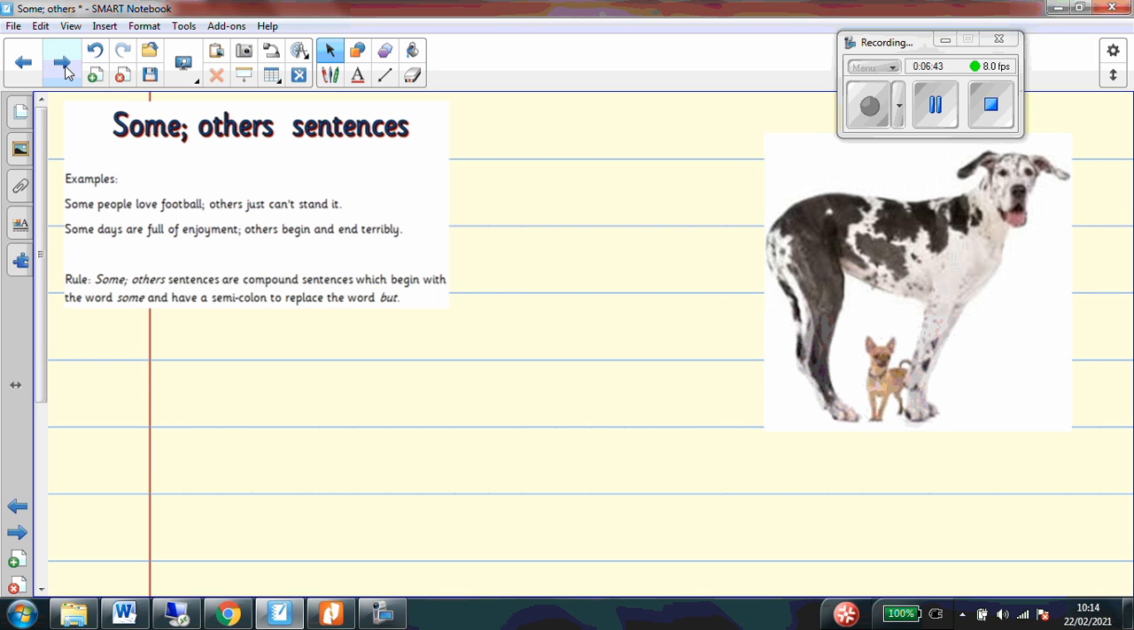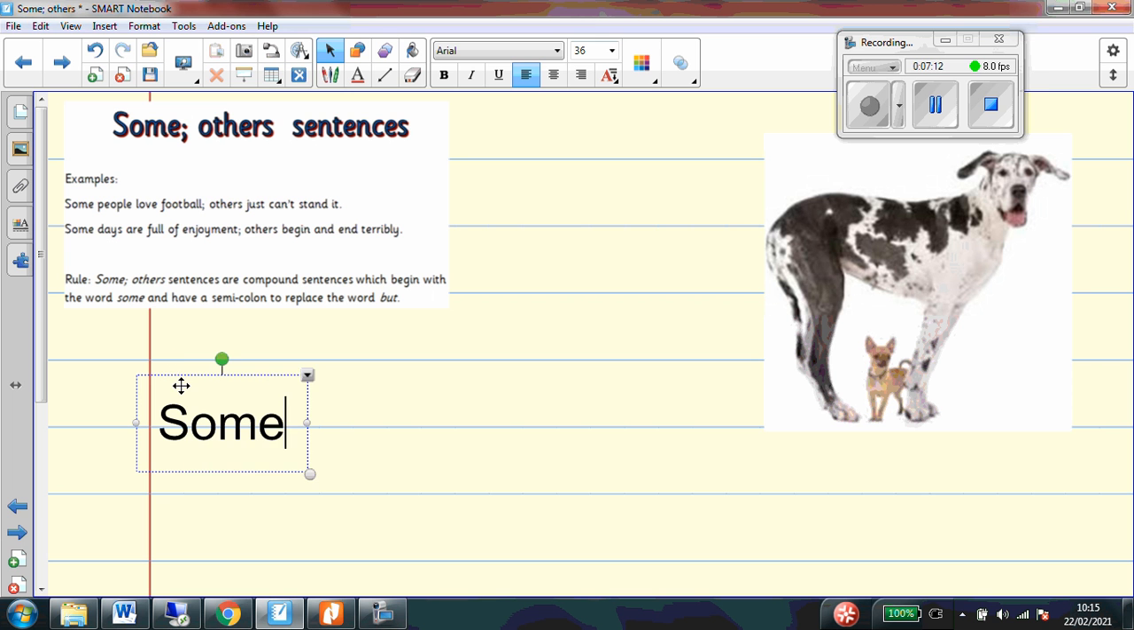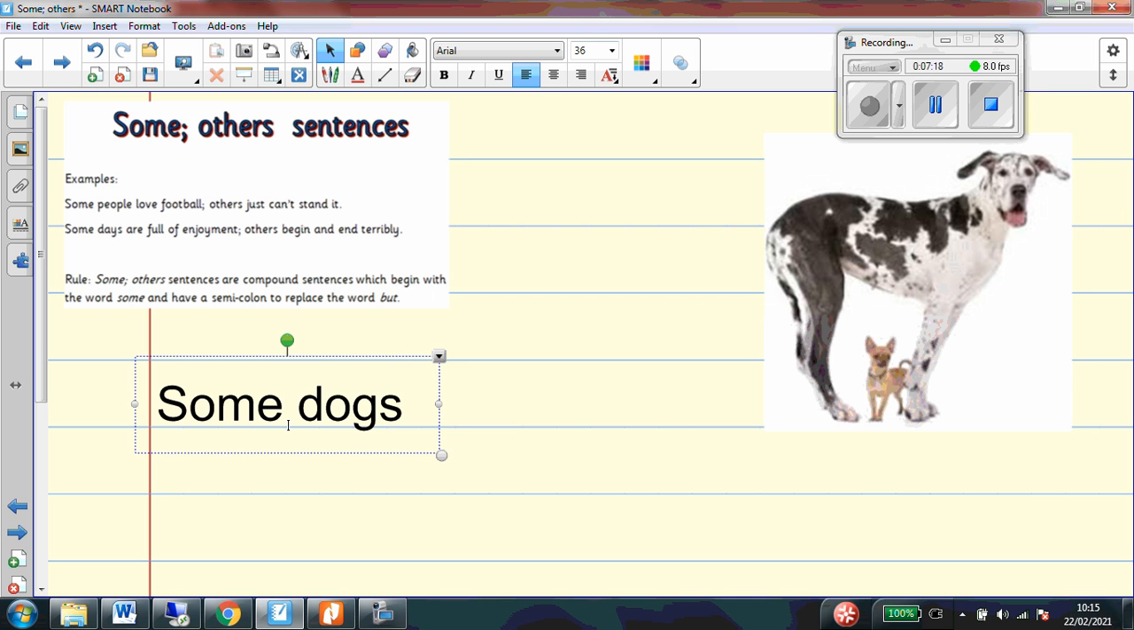So have a look at this picture here for me. What would you say is different about these two dogs? I would definitely agree that something that's different is obviously their size, isn't it? So my first sentence, we are going to have to begin it with the word some. I'm going to start by writing the word some, and then what could I say about these dogs? Some dogs are tiny.